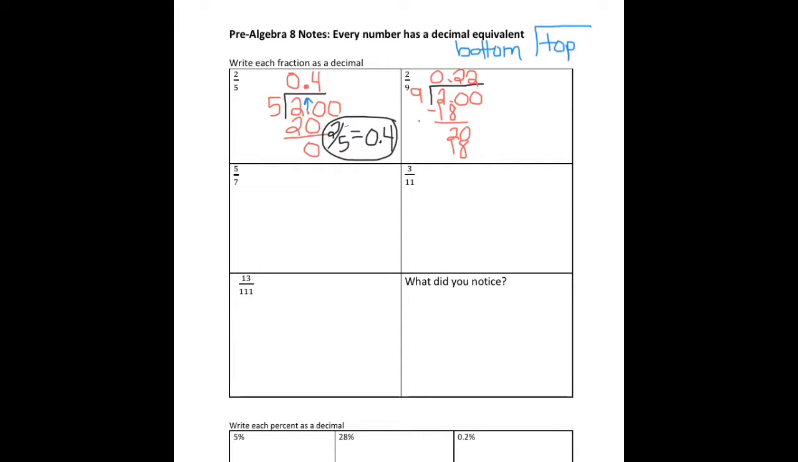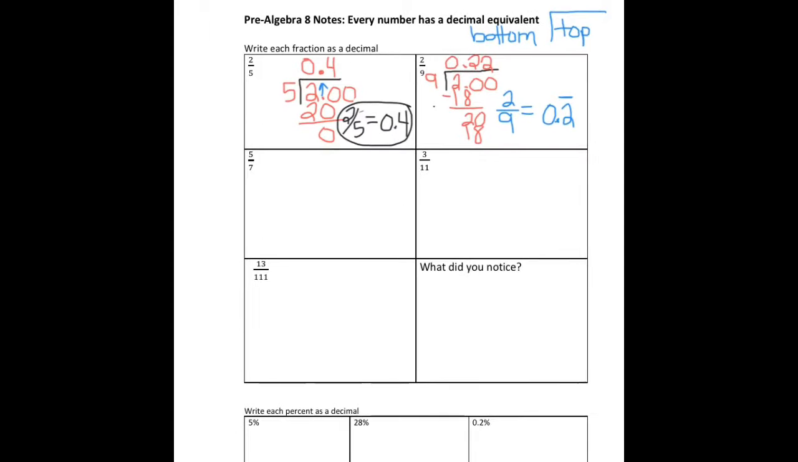Hopefully you can see that this repeats. So the fraction 2/9 is represented by the decimal 0.2 repeating. That bar over the 2 means that that number is going to go on forever. 0.22222. All right, let's try another one. How about the number 5/7?